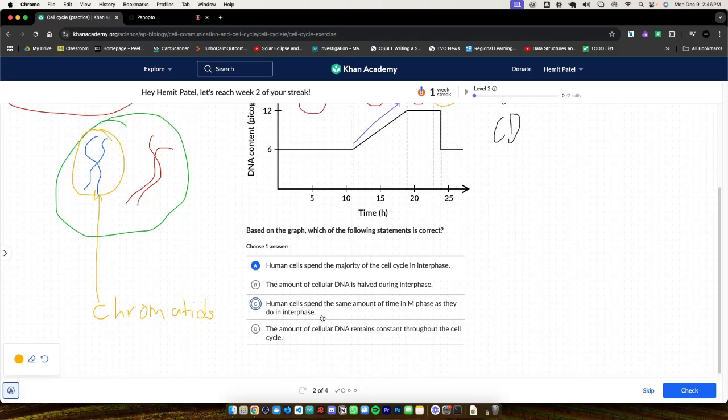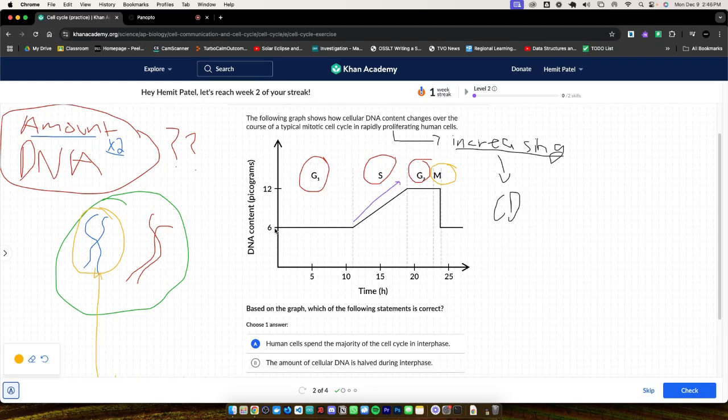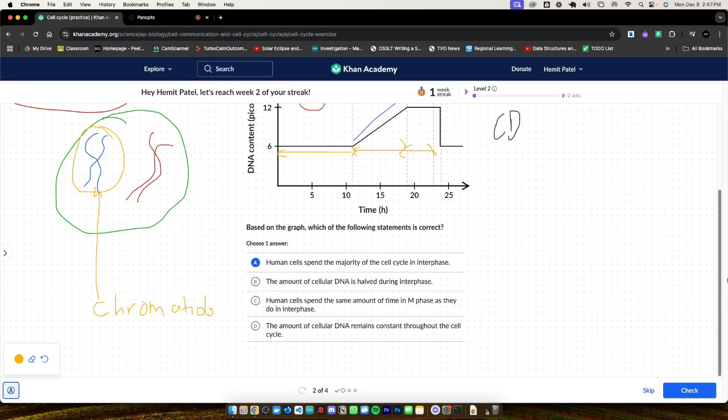Okay, humans spend the same amount of time in M phase as they do in interphase. That's wrong. We can even see that through the graph. You can see that this is the time, right? You can see a large majority of it is within interphase, right? That's all interphase. So you can see that the majority of the time is in interphase, and only very, very few of the time is in mitosis and cytokinesis as well.